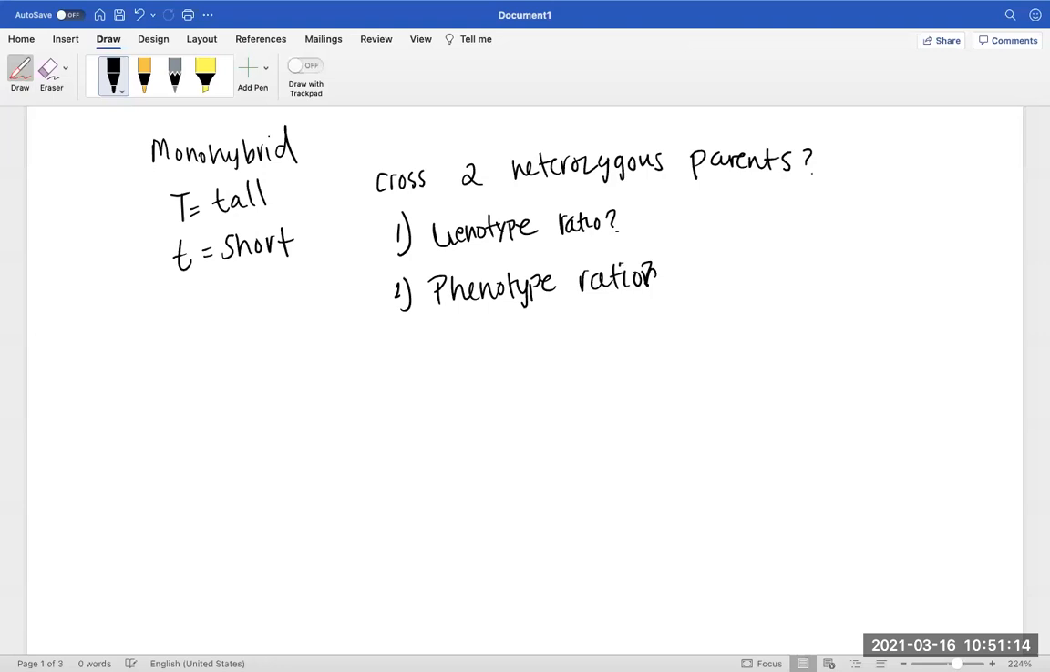So first thing you want to do, you want to write the genotypes of the parents. Help me out here and type them in the chat. What are the genotypes of parents? Big T, little t, yes. So it's big T and little t for 1 parent, but we said we crossed 2 heterozygous, so big T, little t again.